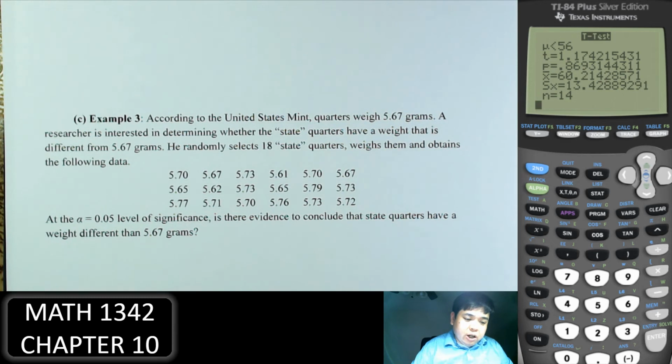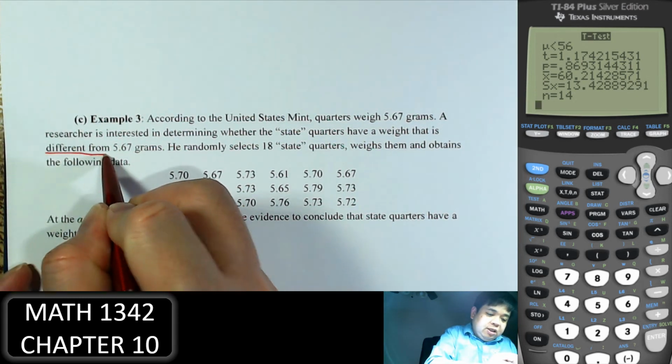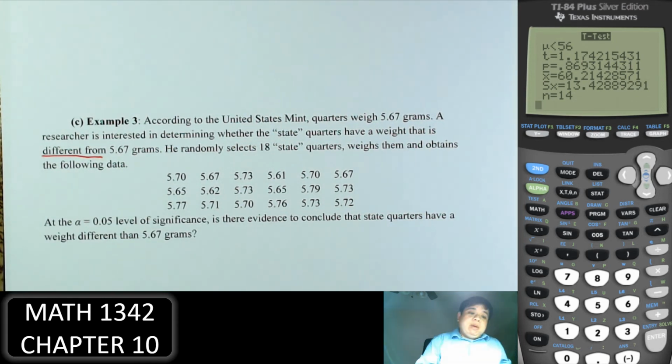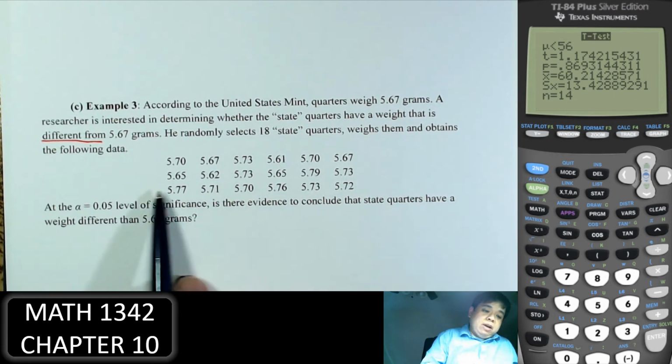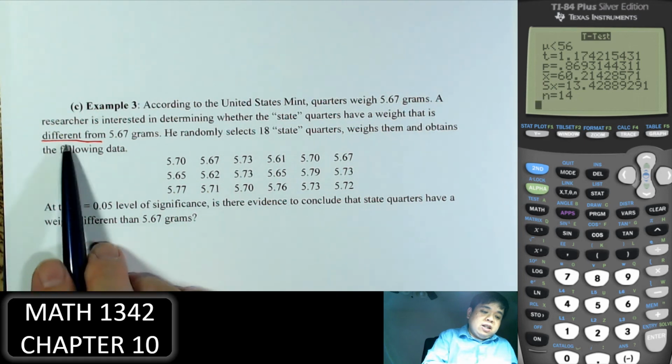According to the U.S. Mint, quarters weigh 5.67 grams. A researcher is interested in determining whether the state quarters have a weight that is different than that. So it's different. And we select 18 quarters and weigh them, and these are the weights. Right, so first, it's different from that.